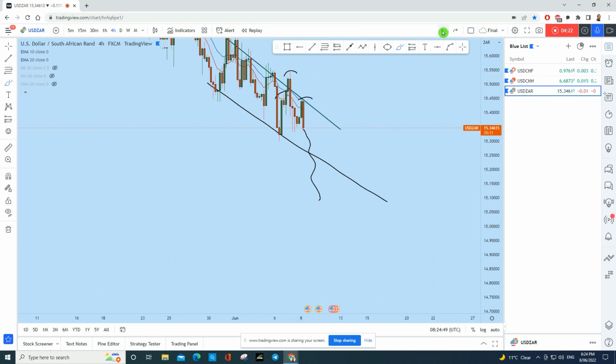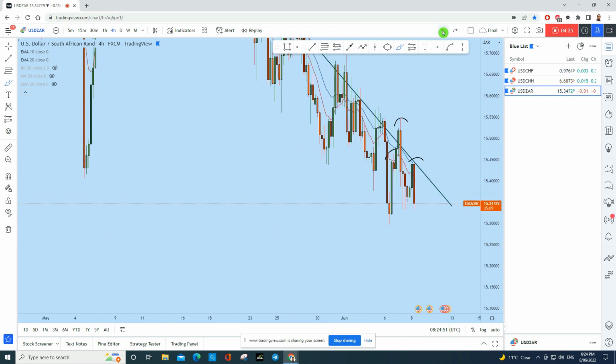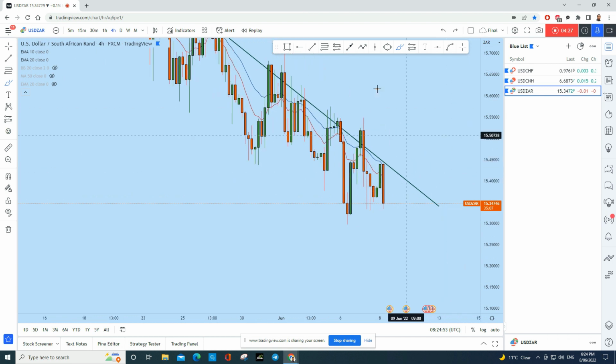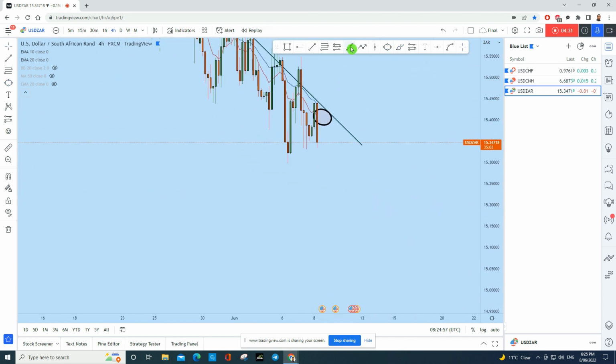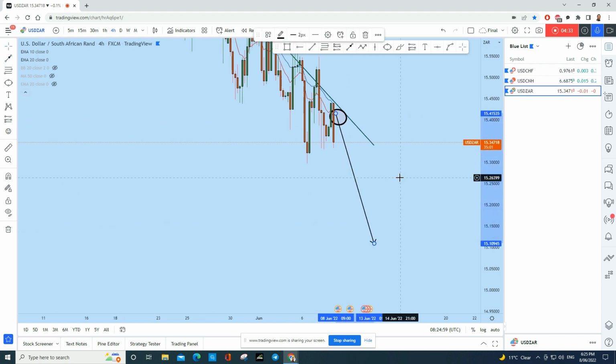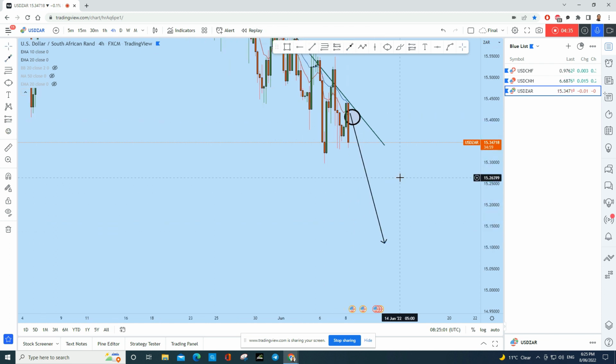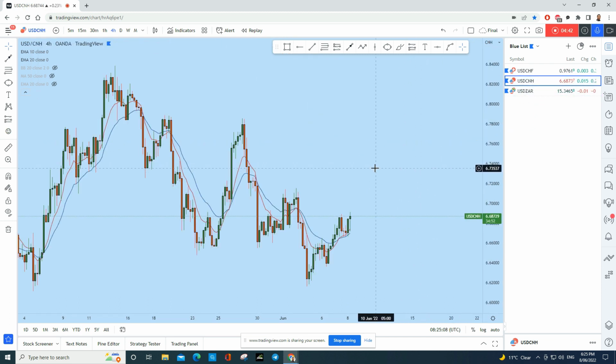So we'll be waiting with our students and VIP members to close this candle. As soon as we find this trading opportunity, if it satisfies all the rules of our strategies, then we will consider going short with a high risk to reward ratio. Now this one is with USD ZAR. Now let's look at USD CNH, and then we'll look at USD CHF.